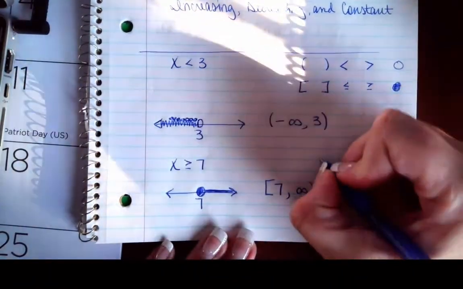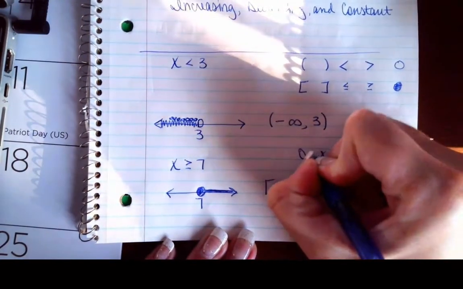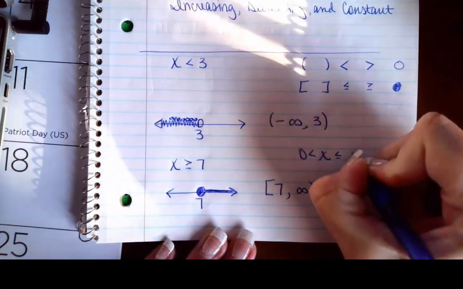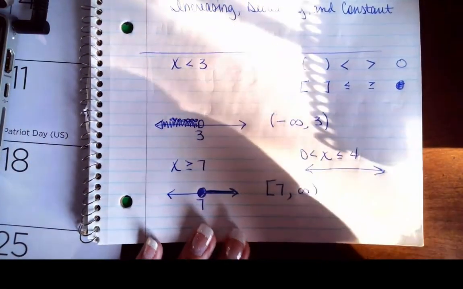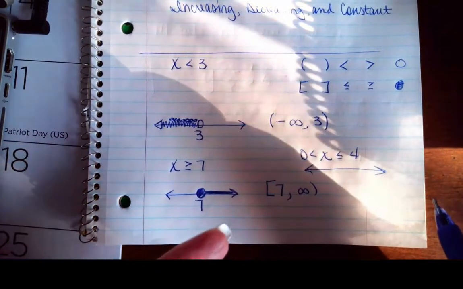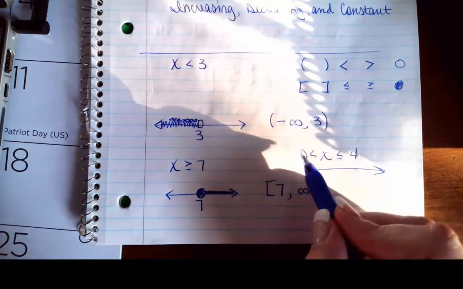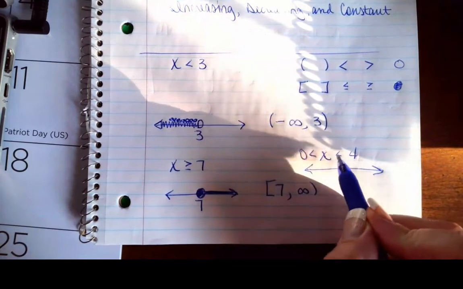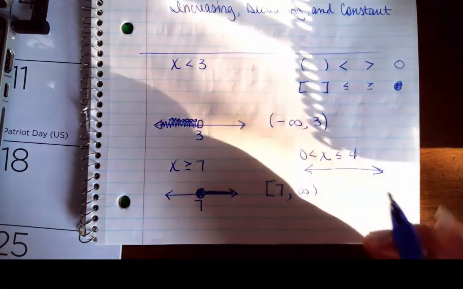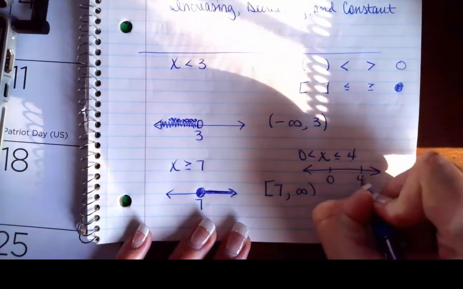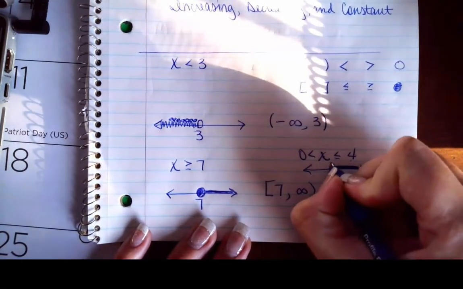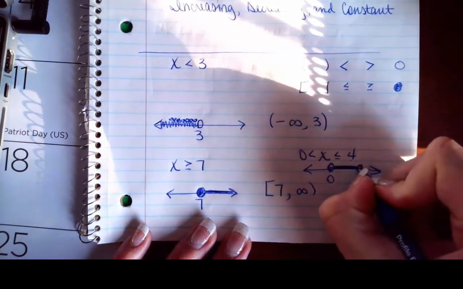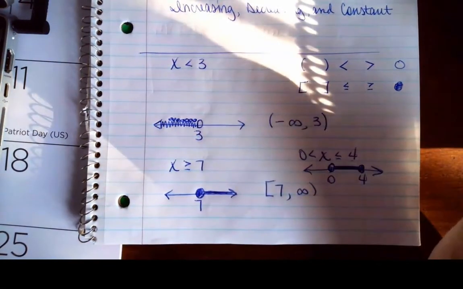Okay, so what happens if I have something in between? So let's do 0 is less than x is less than or equal to, I don't care, 4. Okay, so if I were to draw this, and remember our number line is just going to give us something to visualize what's happening. 0 is smaller than x, but x is smaller than 4. So x must be between 0 and 4. So here's 0, here's 4. X is between them. 0 would get an open circle, and 4 would get a closed circle because it can equal 4.